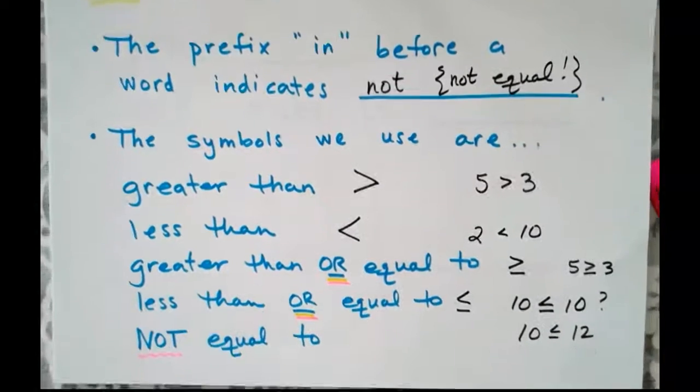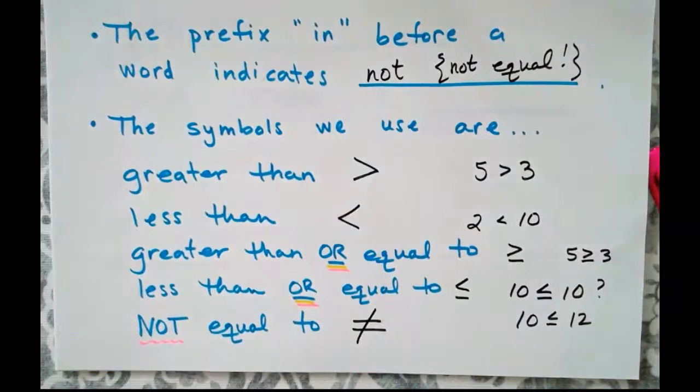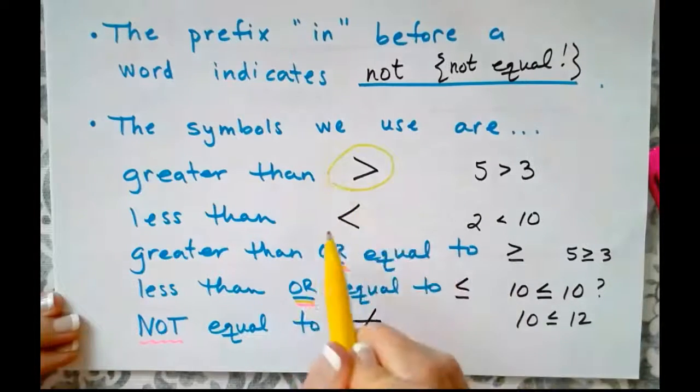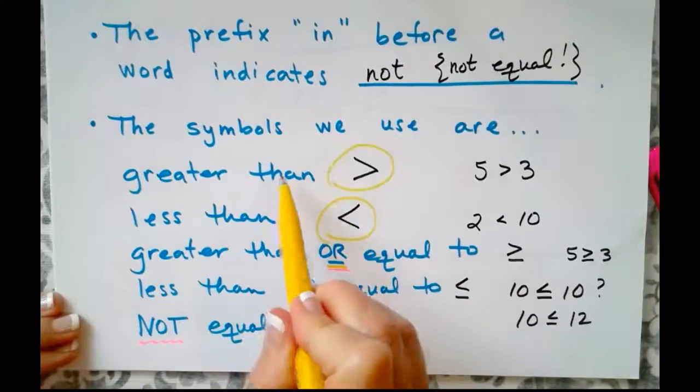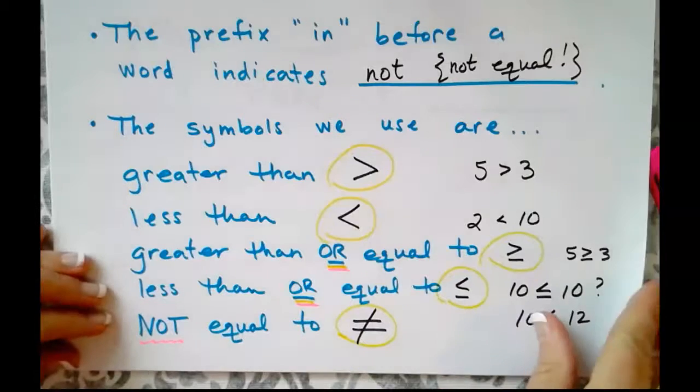And then of course, with inequalities, sometimes we just have something that we're simply not equal to. And that's an equal sign with a slash through it. So these are the symbols that we use with inequalities. Greater than, less than, and this is strictly greater than, strictly less than. Greater than or equal to. Less than or equal to. And then simply not equal to. 1, 2, 3, 4, 5. These are the 5 symbols that we use when we're discussing inequalities.